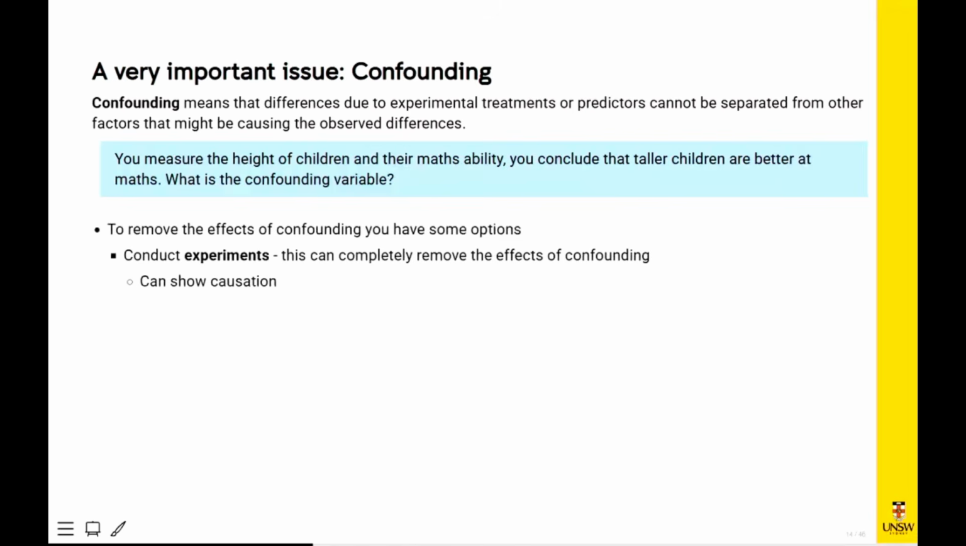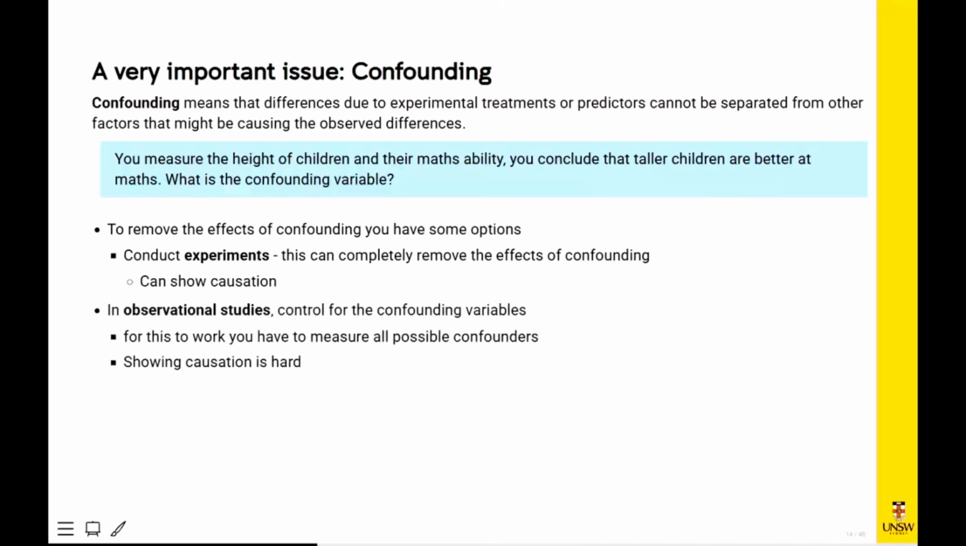So to remove the effects of confounding, you do have some options. You can conduct experiments, and a well-designed experiment can remove effects of confounding. And you can actually show some causation with a well-designed experimental study, so that you might be able to show that your intervention does actually increase math scores or something like that.